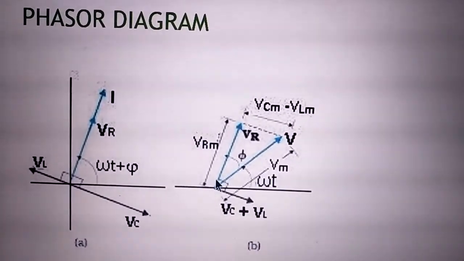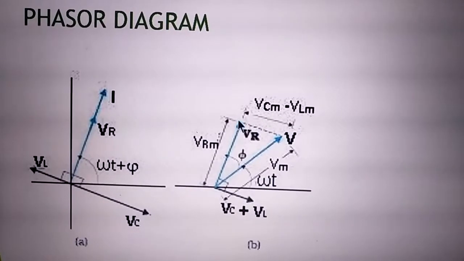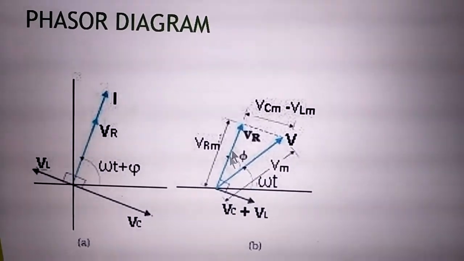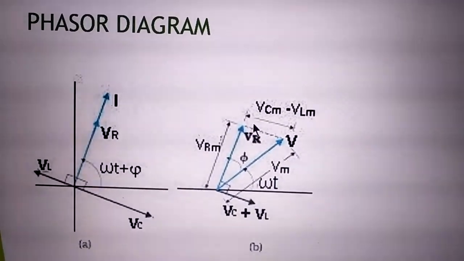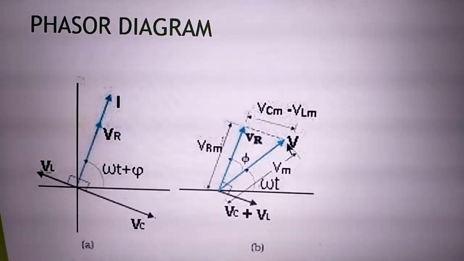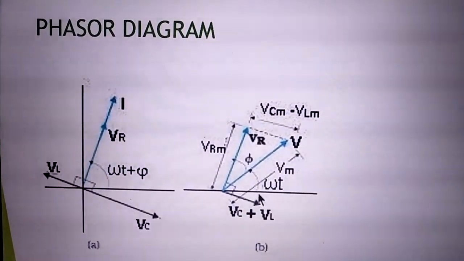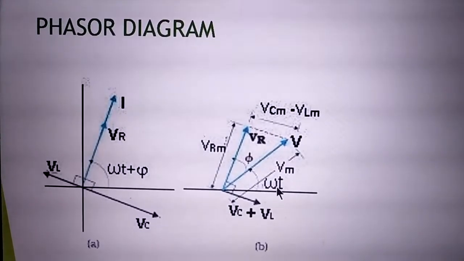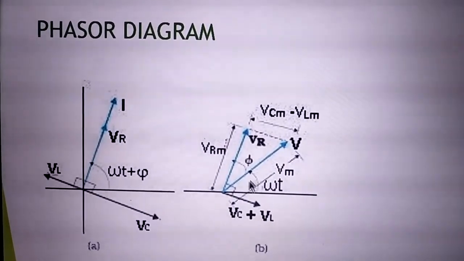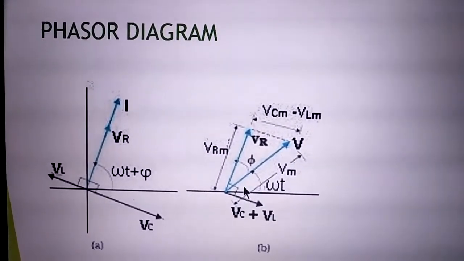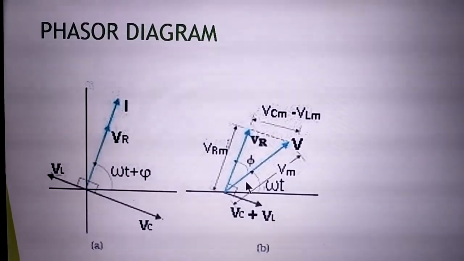It is a right-angled triangle, so we can use the Pythagoras theorem. The length of this line will represent VR maximum. This is VC maximum minus VL maximum. This is phi, the angle between the voltage and current, and this is omega t. The length of this line will represent the Vm maximum value.